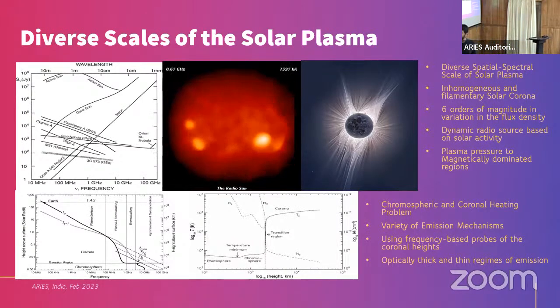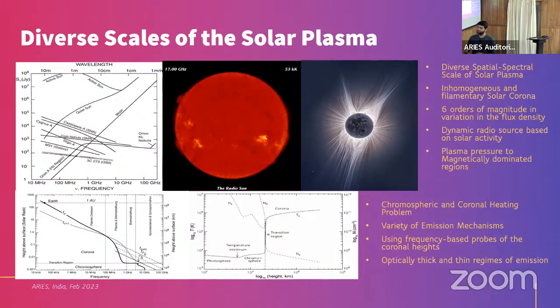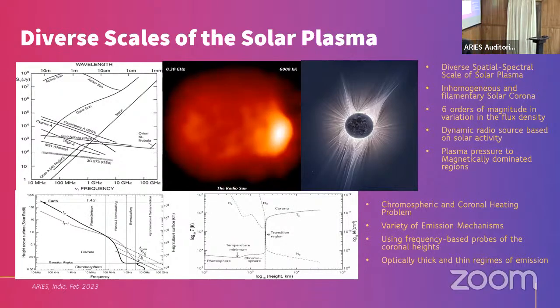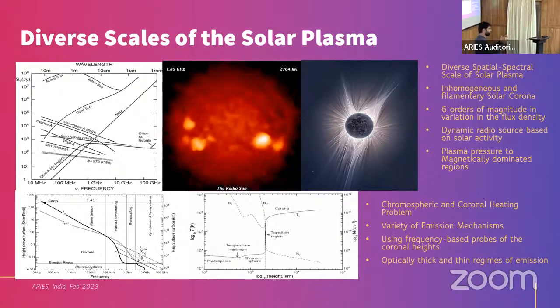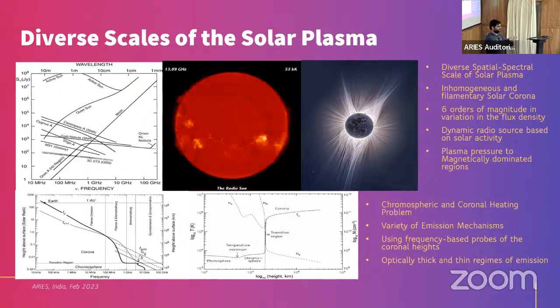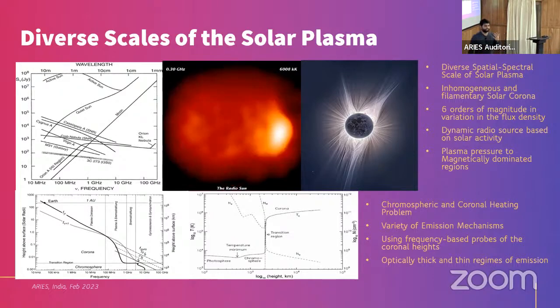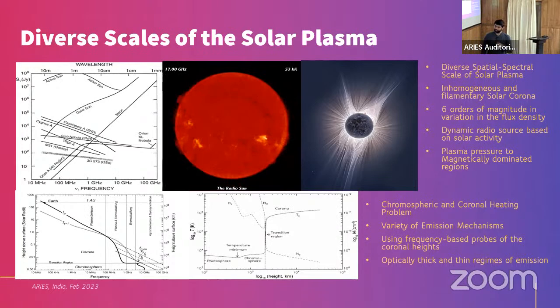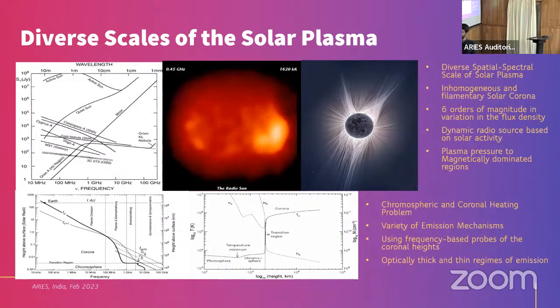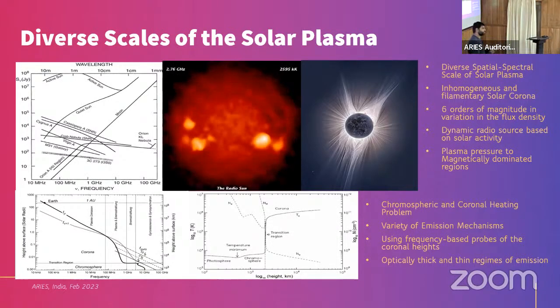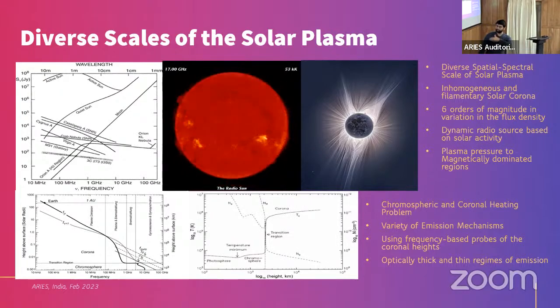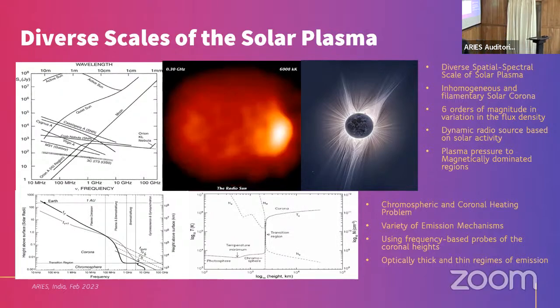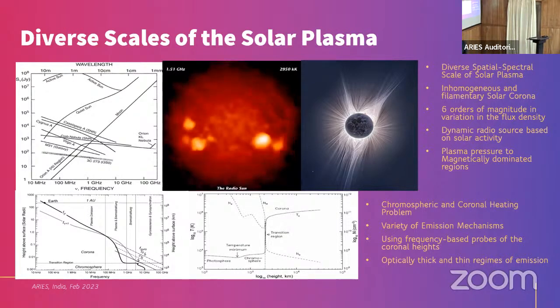Then there are different types of emission mechanisms. Depending on the frequency range you're looking at, there are different types of emission mechanisms. At high frequency, you are observing closer to the surface, where the magnetic field strengths are quite high, and you get emission mechanisms like gyrosynchrotron. At low frequency, you get plasma emission and tangential emission. So it covers a wide range in frequency and also in height.